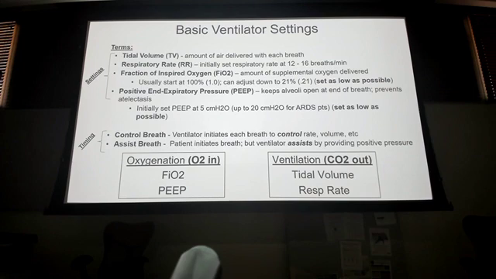So control breath is the ventilator doing that. Assist breath is when the patient initiates the breath. They take in a deep breath, that negative inspiratory force. The ventilator senses that they're taking a breath in, and then it kicks in and delivers the rest of that breath to make sure it gets a certain tidal volume. Remember, the two things that control oxygenation are FiO2 and PEEP, so the amount of oxygen and that positive pressure to keep the alveoli open. CO2 is going to be controlled by tidal volume and respiratory rate.